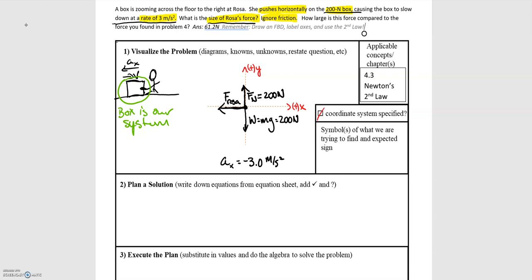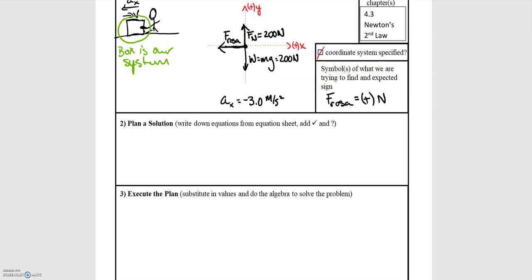Finally, we're looking for the size of Rosa's force, or the magnitude of Rosa's force, and that's going to be F Rosa. And since the pointing of the arrow gives us the direction, F Rosa is going to just be a positive number. And that's going to be in terms of newtons.